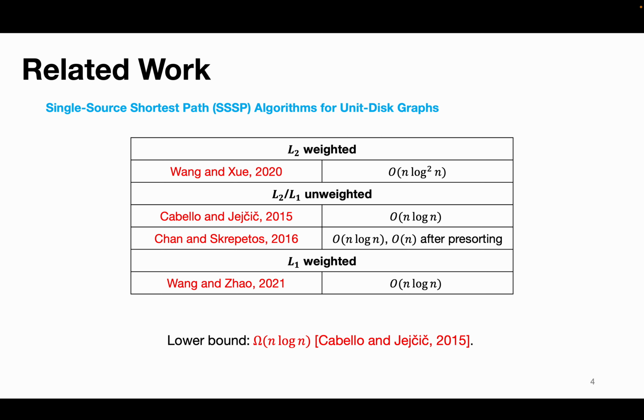There are some single source shortest path algorithms for unit disk graphs. For the L2 weighted case, we have an algorithm which takes n log square n time. For the unweighted unit disk graphs, we have an n log n time algorithm for both L1 and L2. If all the input points are pre-sorted by their x and y coordinates, then we can have a linear time algorithm. For the L1 weighted case, we have an algorithm of n log n time. And Cabello and Jejčič have proved that the lower bound for the single source shortest path algorithm is n log n.